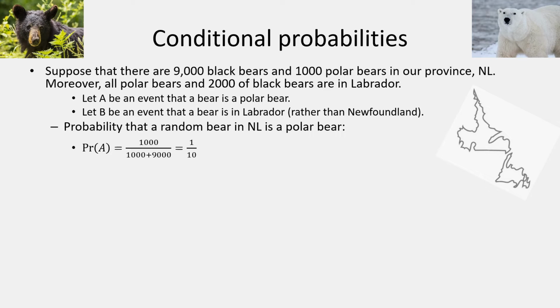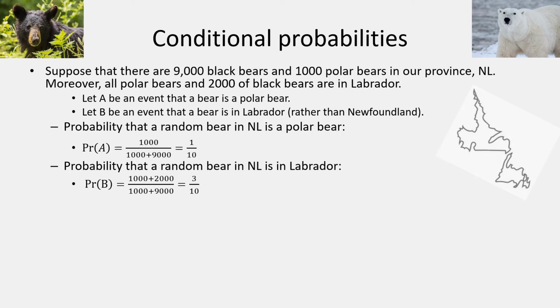If you just read about somewhere in NL, in our province, an encounter with a bear, what's the chance that it's a polar bear? Well, it's the number of polar bears over the total number of bears in the province. All bears are equally likely, and we get probability 1/10 that a random bear in the province is a polar bear.